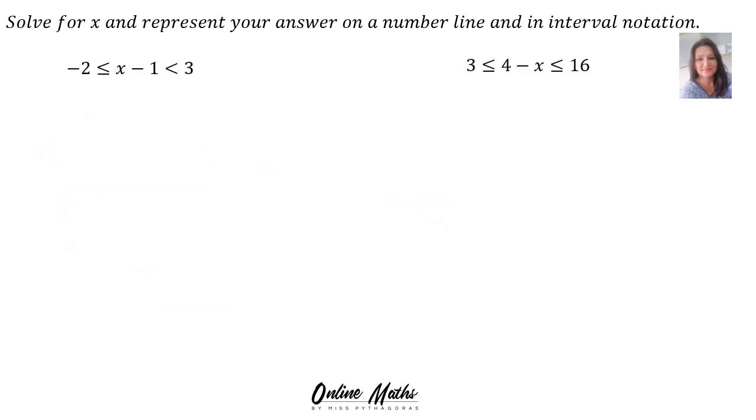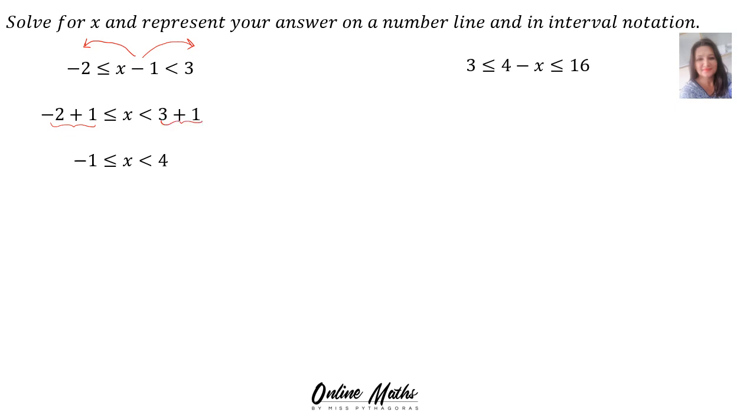Solve for x and represent your answer on a number line and in interval notation. So now you find a double inequality. Now all you do is you solve x. But here the -1 will go out to the right hand side and it goes out to the left hand side, and its sign changes. So you find -2 plus 1, x in the middle, and 3 plus 1. Then -2 plus 1 is -1, x in the middle, 3 plus 1 is 4.